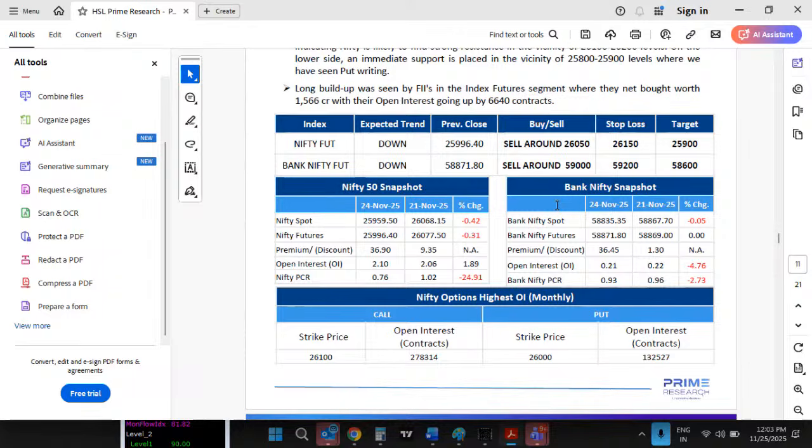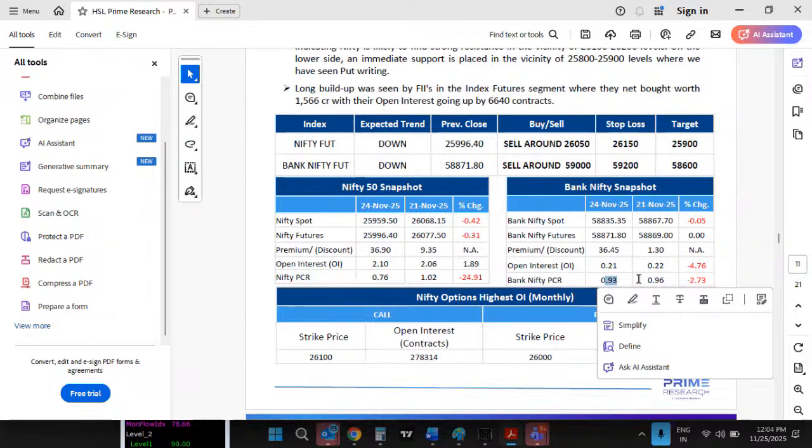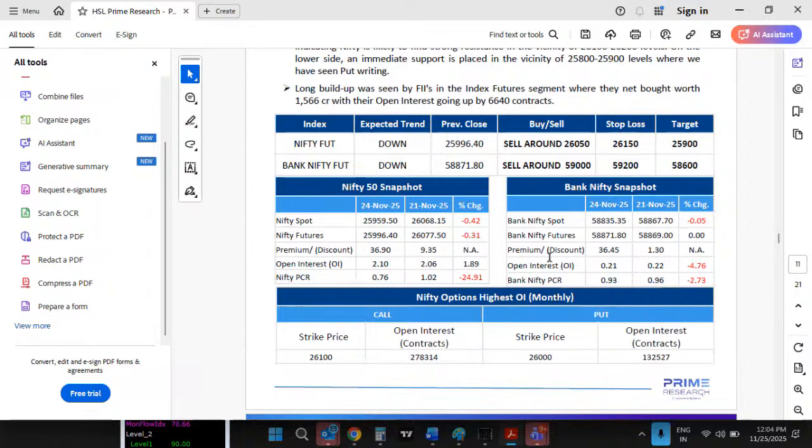Now coming to Bank Nifty, there was a slight difference in data as compared to Nifty. In Bank Nifty, we have seen long unwinding. Open interest fell by 5%, while Bank Nifty fell by 0.05%. So we witnessed long unwinding in the Bank Nifty futures, while the put call ratio of Bank Nifty almost remained flat at 0.93. Day before yesterday it was 0.96, and yesterday it was 0.93. So Bank Nifty data was not that bearish, but Nifty data was slightly bearish as compared to Bank Nifty.